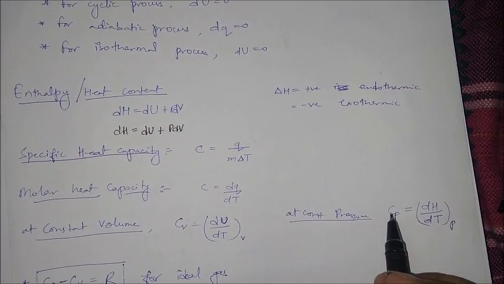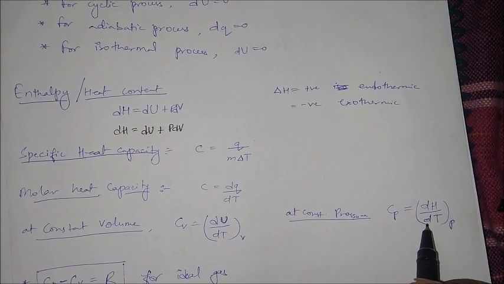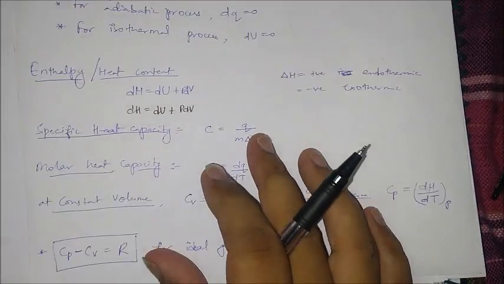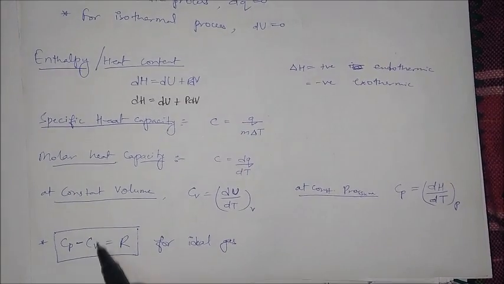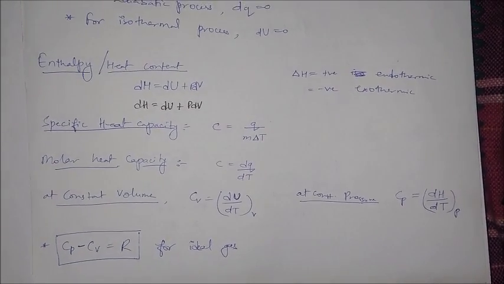At constant pressure it will be Cp, and that is given by dH by dT at constant P. Now for real gas, this equation follows that Cp minus Cv is equal to R. This is a very well known equation, and this is very important too.